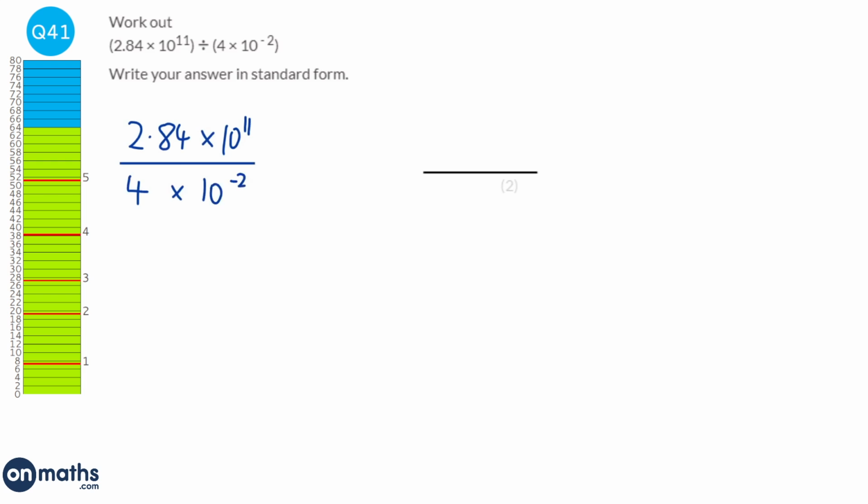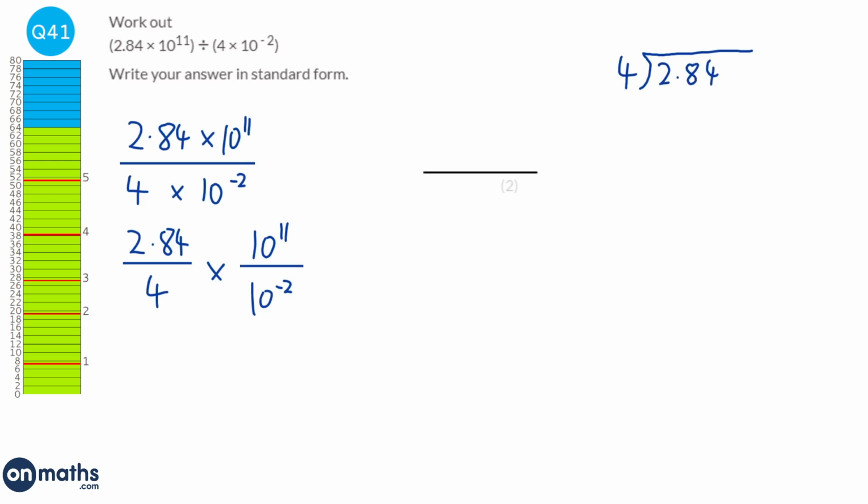What we can do is split this up into two fractions, so 2.84 over 4 times 10 to the power of 11 over 10 to the power of 2, or minus 2. Okay, so we're going to start by doing 2.84 divided by 4. So we're going to just do the bus stop method. So 4 on the outside, and we've got 2.84 on the inside. 4's into 2 don't go, so carry the 2 across. 4's into 28 go 7, and 4's into 4 go 1. So it's going to be 0.71.